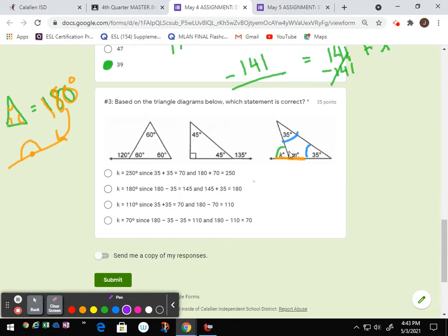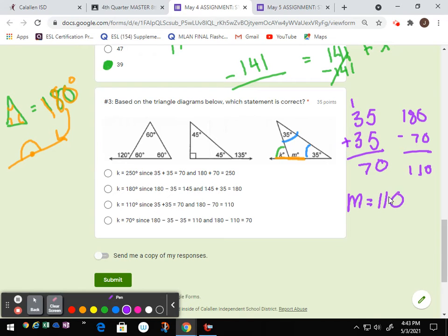So we'll take 35 plus 35. Let's see what this equals. These two equal 70. We know all triangles equal 180, so now we'll just do 180 degrees minus 70 to see what M is equal to. M is equal to 110. So we'll put 110 here.